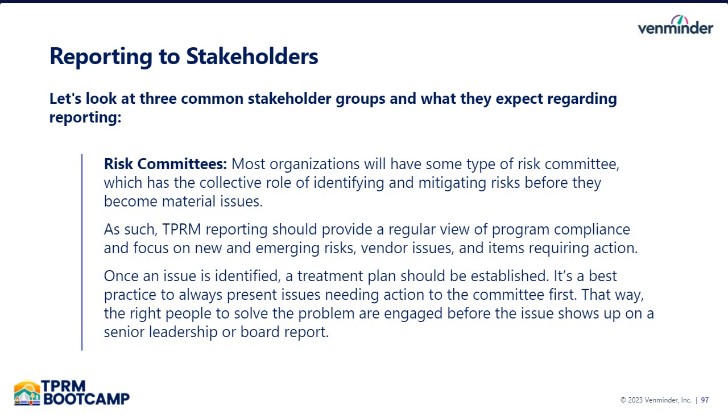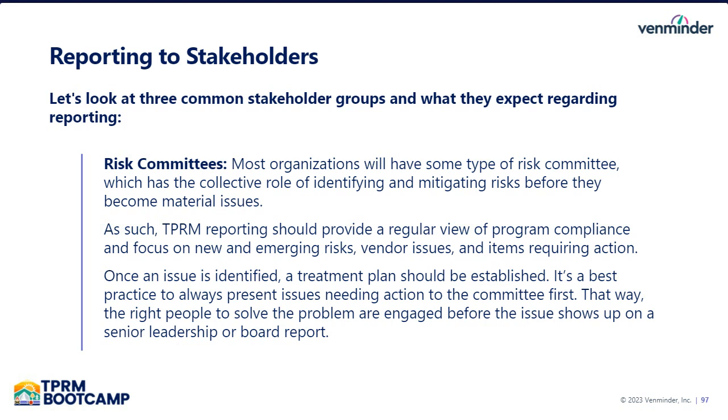Okay, so we've talked about what we should be reporting. Now let's talk about who we should be reporting to. In general, you're going to have a lot of different stakeholders, and those specific reports are going to vary based on their needs. But I do want to focus on three really key stakeholder groups. The first one is going to be risk committee. Most organizations have some sort of risk committee, which generally has the collective role of identifying and mitigating risk before they become material issues for the organization.